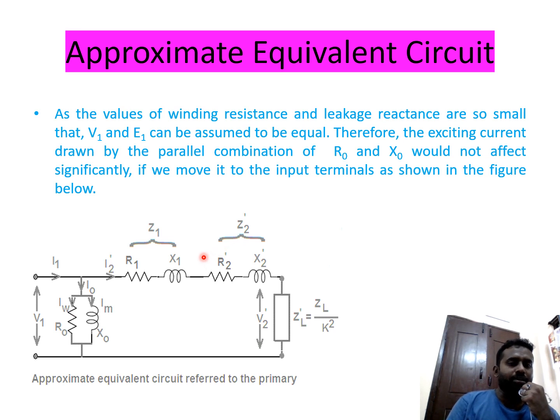That means this is the equivalent circuit referred to primary, and here you will have the no load component I0. Now we are shifting this to this point, which will introduce a small error, but for ease of calculations we will shift to this point, so that you can add these components. Now what is the total resistance? R1 plus R2 dash. What is the total reactance? X1 plus X2 dash. What is the total impedance? Z1 plus Z2 dash. This is what happens.